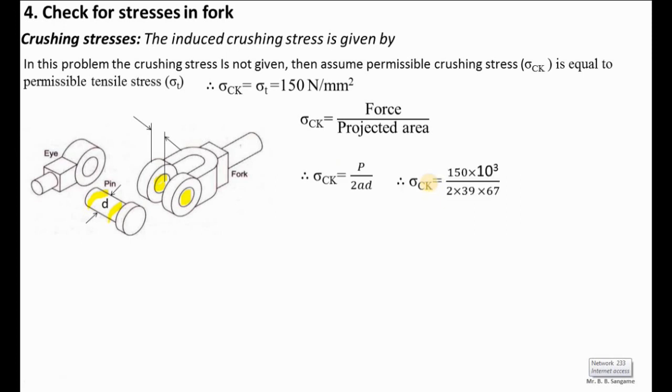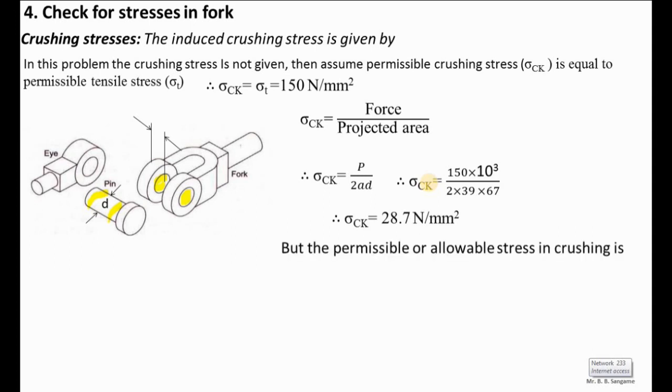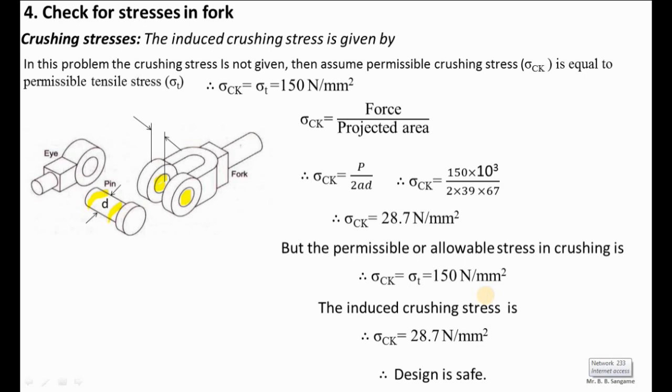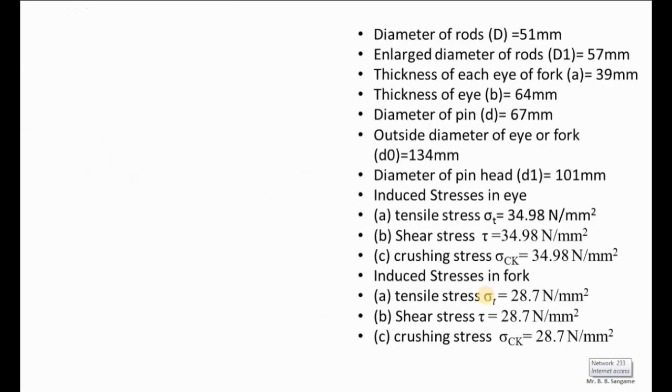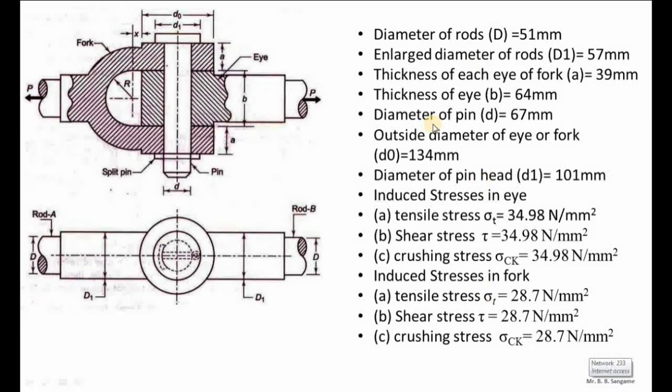So here sigma ck is equal to 150 multiplied by 10 raised to 3 divided by 2 into a, which is 39, and d, which is 67. As per the calculation, I found that the induced crushing stress is 28.7 Newton per mm square. But the permissible crushing stress is 150, equal to the permissible tensile stress, 150 Newton per mm square. Again the induced crushing stress is less than the permissible one, so our design is safe in crushing also.